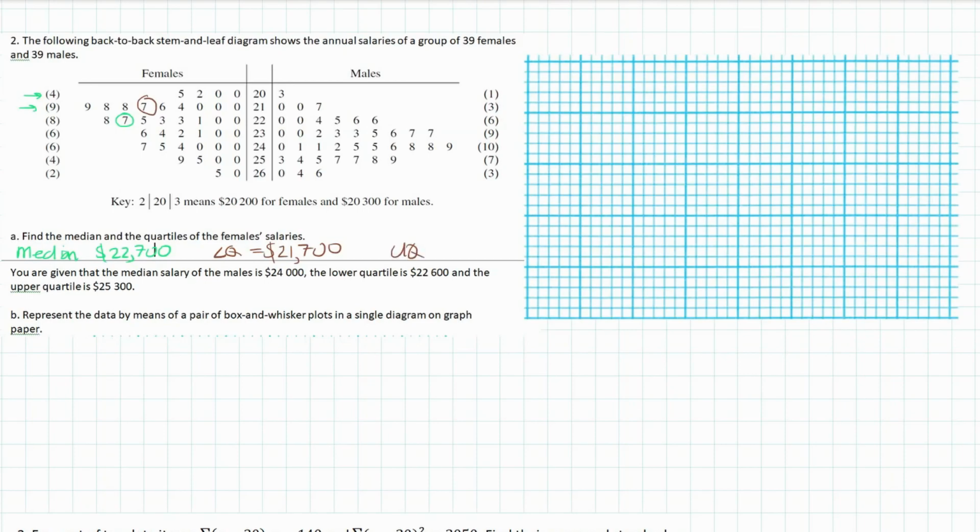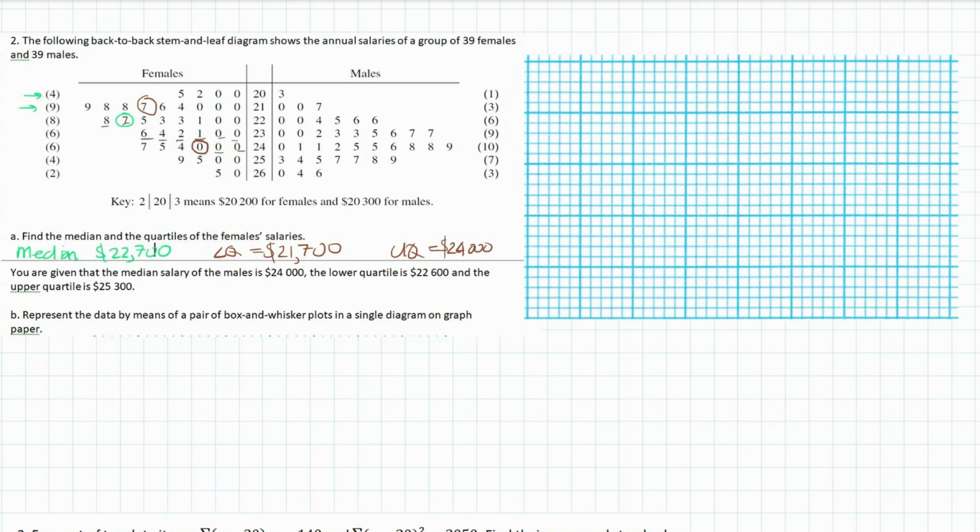And we do the same with the upper quartile. And you can count up from the 7 here. So 1, 2, 3, 4, 5, 6, 7, 8, 9, 10. So the upper quartile looks to me to be 24,000. Okay. It's a bit messy, but that'll do the trick.